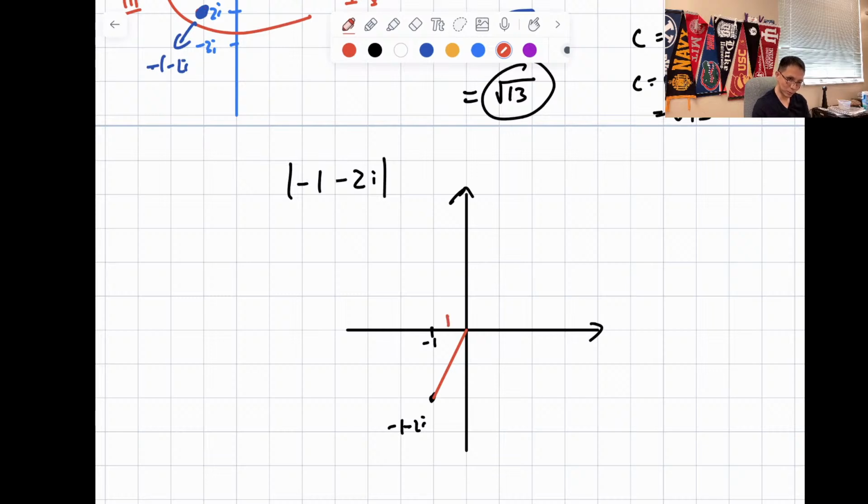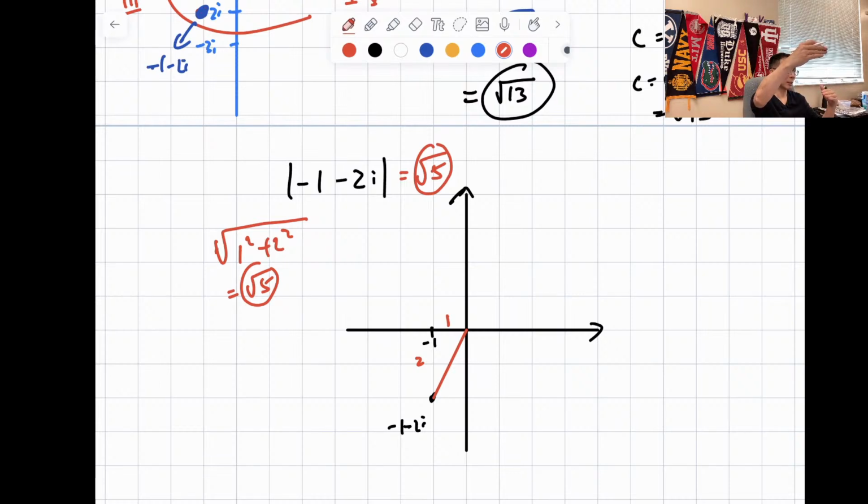So this is a 1, this is a 2. So it'd be square root of 1 squared plus 2 squared. That's equal to square root of 5. Even though that answer doesn't visually make sense, why? How'd you get absolute value of 2i? It's not absolute value of 2i. It's the distance between the origin and the complex number. And that's how you get that. So this will be an easy test question.